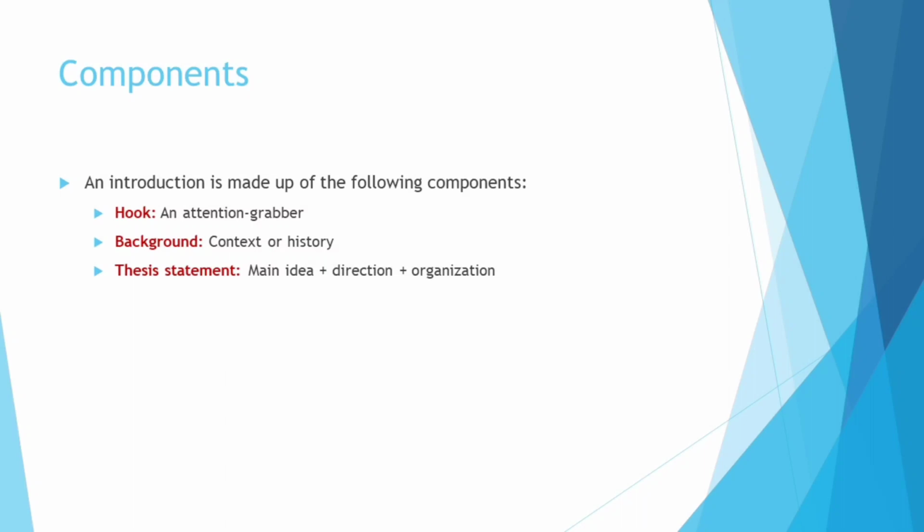Now, what are the main components in an introduction? Any introduction is made up of three main components. You have a hook at the beginning, just one sentence, which is your attention grabber. You have your background information. This is the part in which you provide the context or history or background. This is the largest part of your introduction. And then you have the thesis statement at the end, just one sentence.